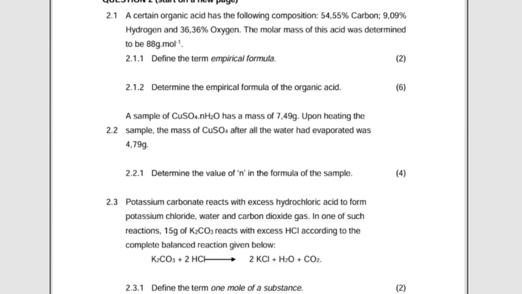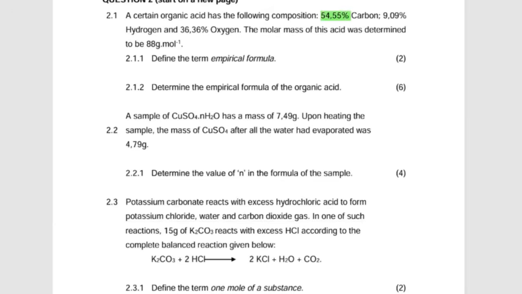Then we proceed to question 2.1, which reads: a certain organic acid has the following composition, which is 54.55% of carbon, and then 9.09% hydrogen, and 36.06% oxygen. Then the molar mass of this acid was determined to be 88.88 grams per mole. Therefore, the first part, we are asked to define the term empirical formula.